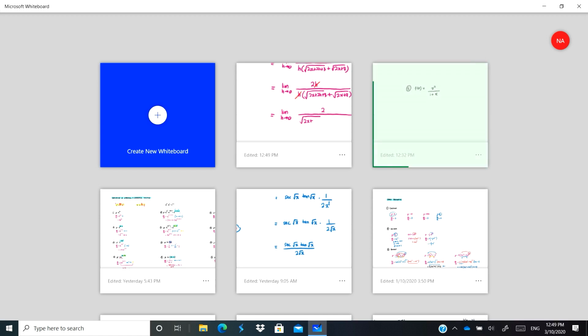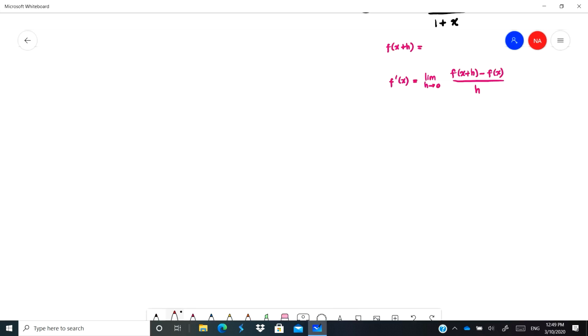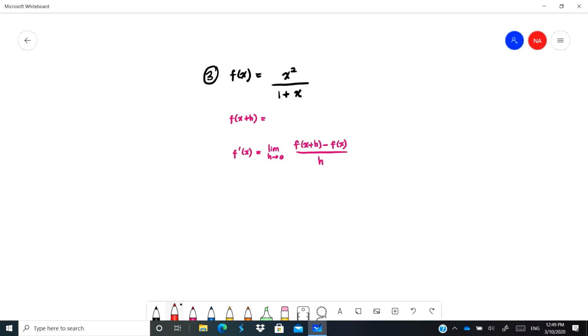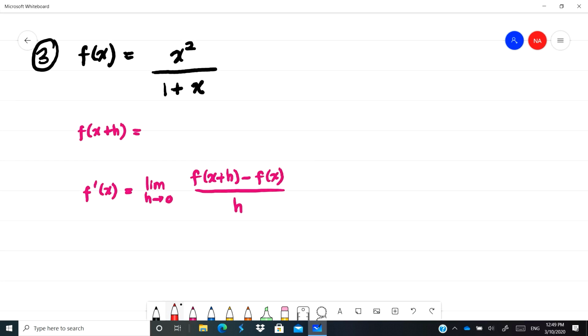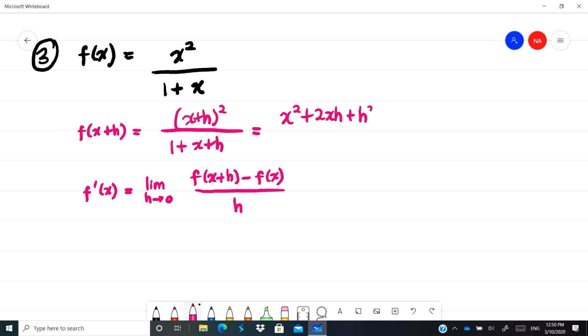Now let's move to question number 3, where it involves a fraction. When it involves a fraction, it's quite complicated, where you have to modify the formula a little bit. Firstly, we have to substitute the value of x with x plus h. So we'll have something like x plus h squared over 1 plus x plus h. Expand the numerator, you'll get x squared plus 2xh plus h squared, over 1 plus x plus h.